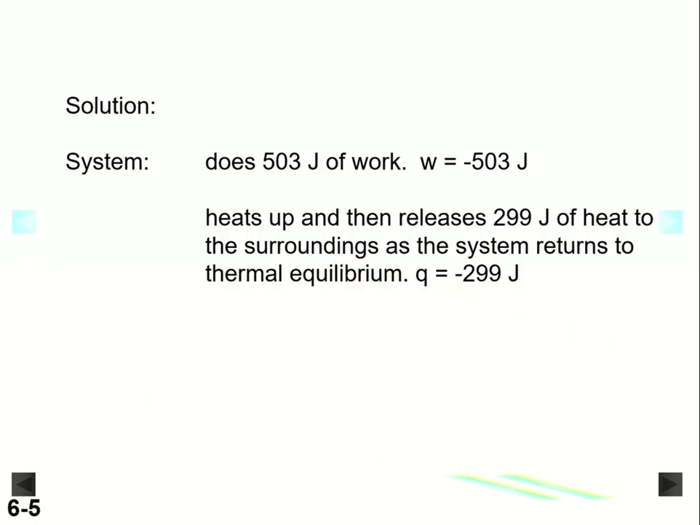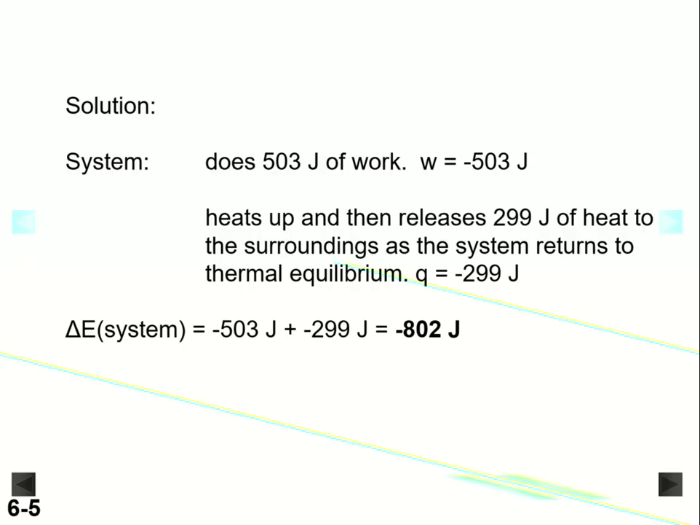So Q then will be negative 299 joules. So we take the sum of those two values, and we end up with negative 802 joules. That's the change in internal energy for our system during the process.